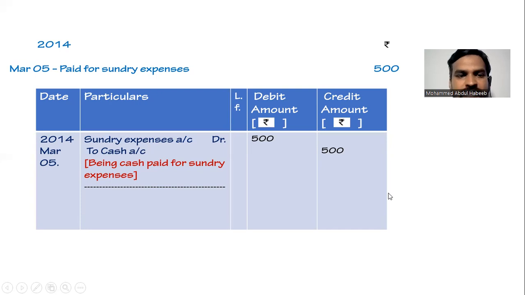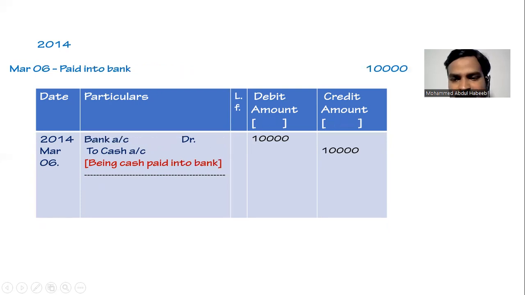Coming to the next transaction, which is on 2014 March 6. Paid into bank 10,000 rupees. So here the date will be taken as 2014 March 6. Paid into bank means the business is depositing cash into bank. So cash is going from the business. So cash will be credited and bank is the receiver of the amount. So bank will be debited and the journal entry becomes bank account debit 10,000 to cash account 10,000, and the narration will be being cash paid into bank.